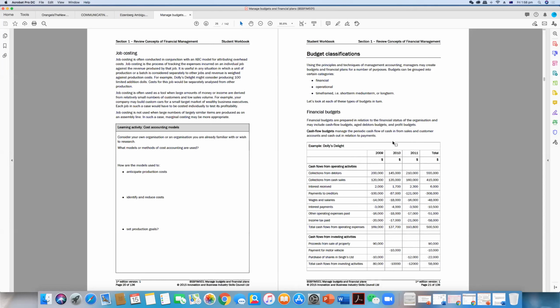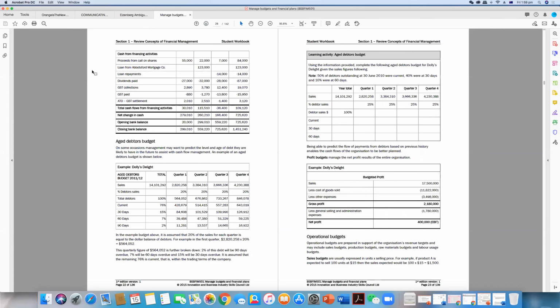This is a cash flow budget, from the sales and customer accounts and the cash out in relation to the payment. Like this one: cash collected from the debtors, how much? Collections from cash sales, interest received, payment to creditors, and cash flow from the investing activities. They are all called cash flow budget. It's a part of financial budget.